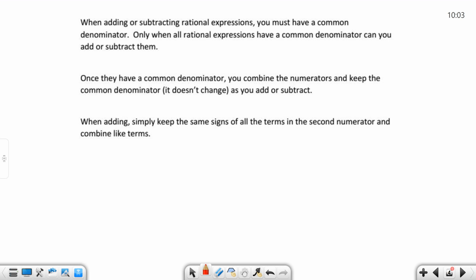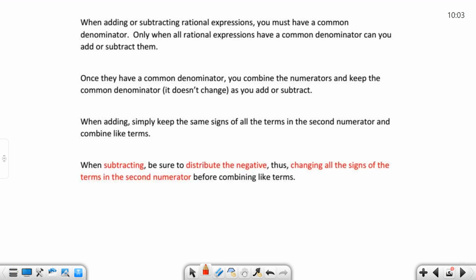When you add, simply keep the same signs of all the terms in the second numerator and combine like terms. So many times people get caught up on the fact that a plus sign means add. Actually, a plus sign means don't change the signs. If you distribute a positive sign to everything in the second fraction's top, it just doesn't change the signs. So if there's already a negative there, it stays negative because you're doing a positive times a negative. So leave the signs the same and combine like terms if you are adding.